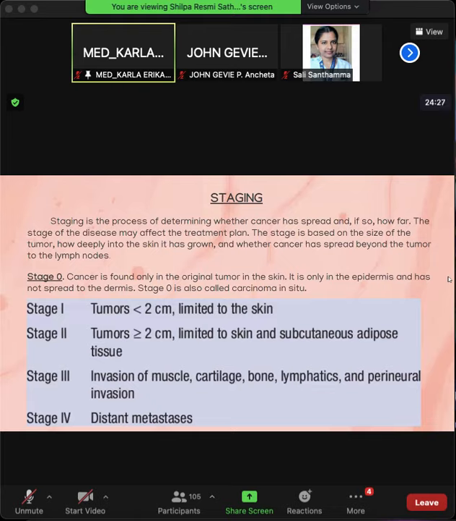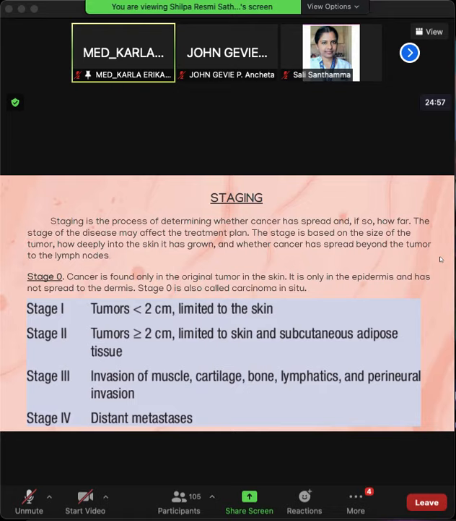So next is staging. Staging is the process of determining whether the cancer has spread, and if so, how far. The stage of the disease may affect the treatment plan. So the staging is based on the size of the tumor, how deeply into the skin it has grown, and whether the cancer has spread beyond the tumor to the lymph nodes. So there are 5 stages. The first is stage 0.